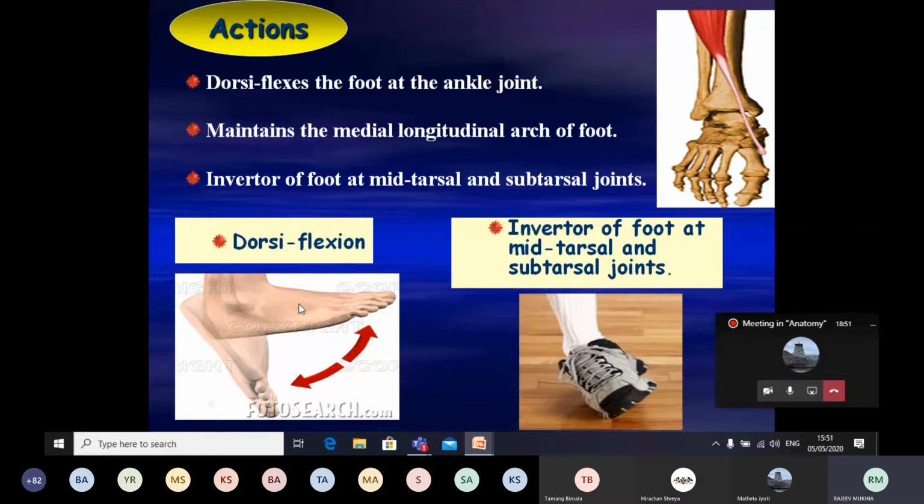It will also maintain the medial longitudinal arch. If you see this foot on the lateral aspect, there is the lateral longitudinal arch. On the medial aspect, you will see the medial longitudinal arch. So it will also support the medial longitudinal arch.